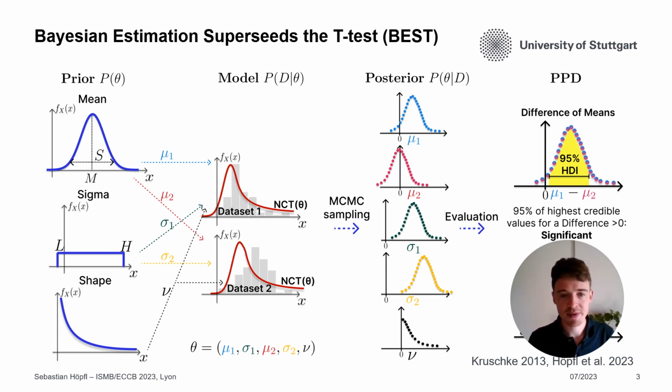So we perform MCMC sampling to calculate the posterior distributions of these non-central t-distributions, and we get posterior distributions for the mean parameters, the sigma parameters, and the shape parameter, which is always shared between the groups. And if we then look, for example, at the difference of means, so the difference of these posterior mean distributions, and we have the 95% highest density interval of these values indicating a difference larger than 0 in the two data sets, then we have a credible and significant difference of the means of these underlying data sets.